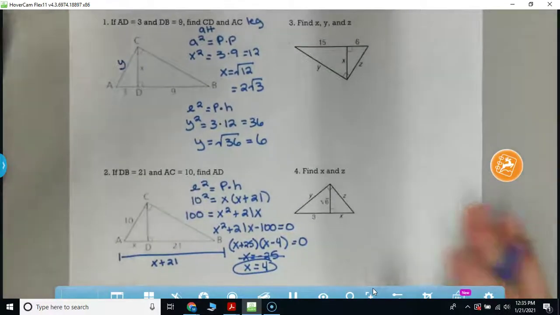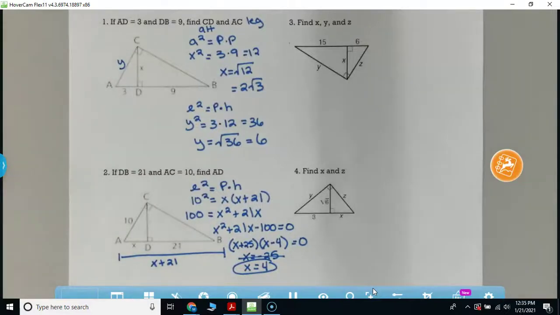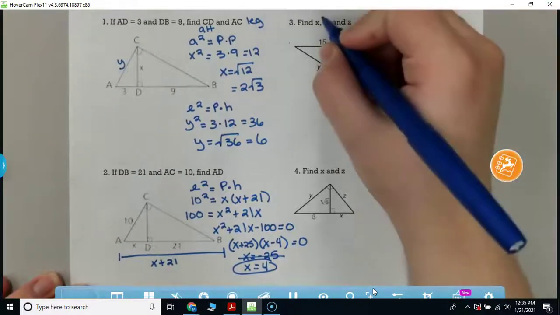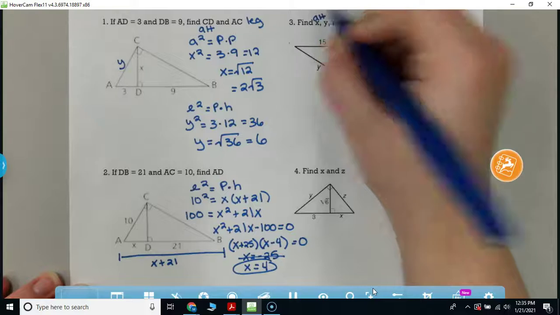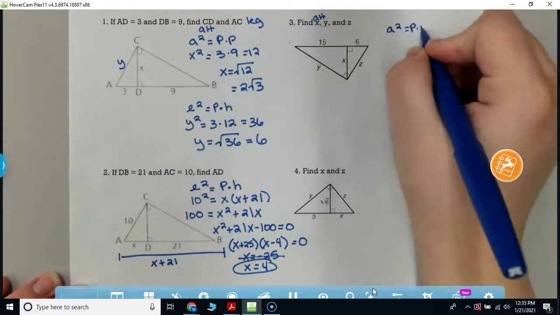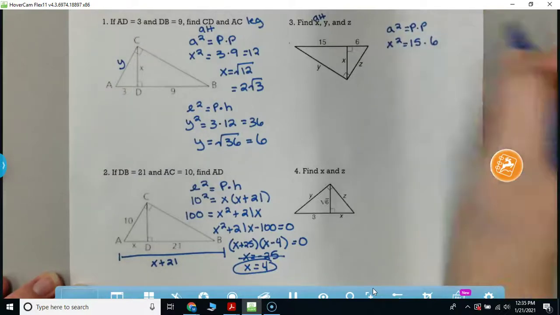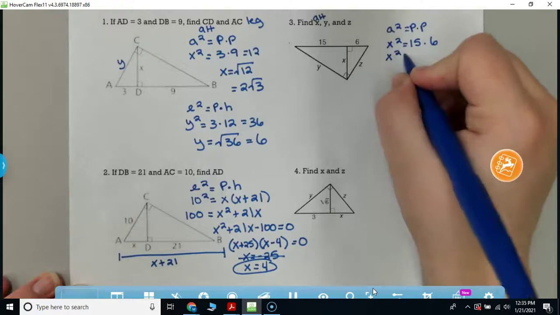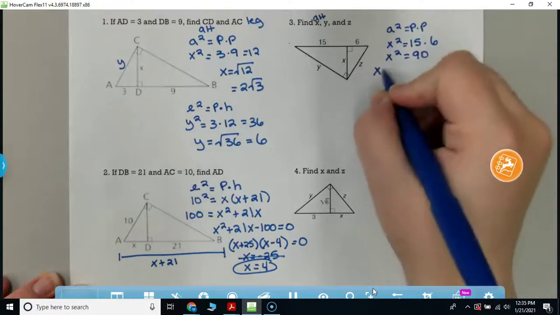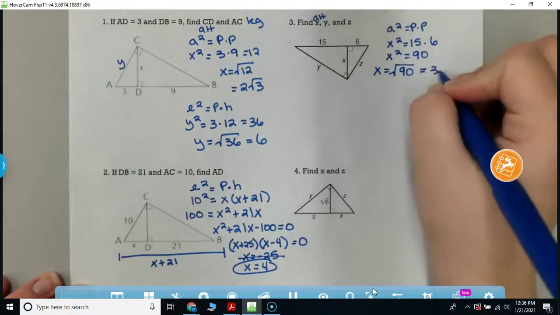All right, moving on to number 3. We want to find x, y, and z. So you can actually go in any order for these. I'm just going to go in alphabetical order. So starting with x. X is an altitude. So I'm going to use my altitude formula. Altitude squared is equal to part times part. So x squared is equal to 15 times 6, which is 90. So x is going to be the square root of 90, which simplifies to 3 on the square root of 10.